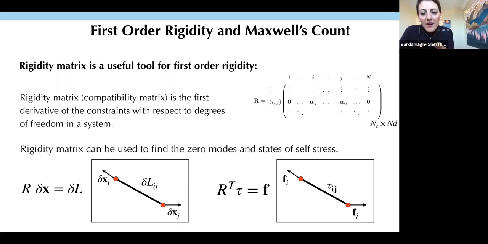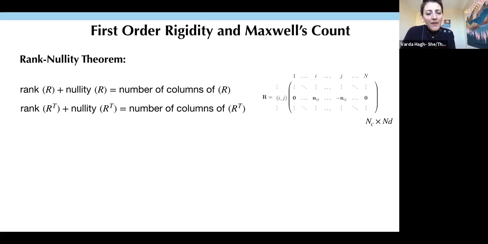The transpose of this matrix, which I'm just going to call the transpose of the rigidity matrix, is also sometimes called the equilibrium matrix in the literature. That relates the tensions in the bonds, or the interaction forces between the two particles, to the particles on the nodes, so the nodal forces. So the transpose of the rigidity matrix times the tension, the vector of all the tensions on the bonds, gives you the forces on the particles.